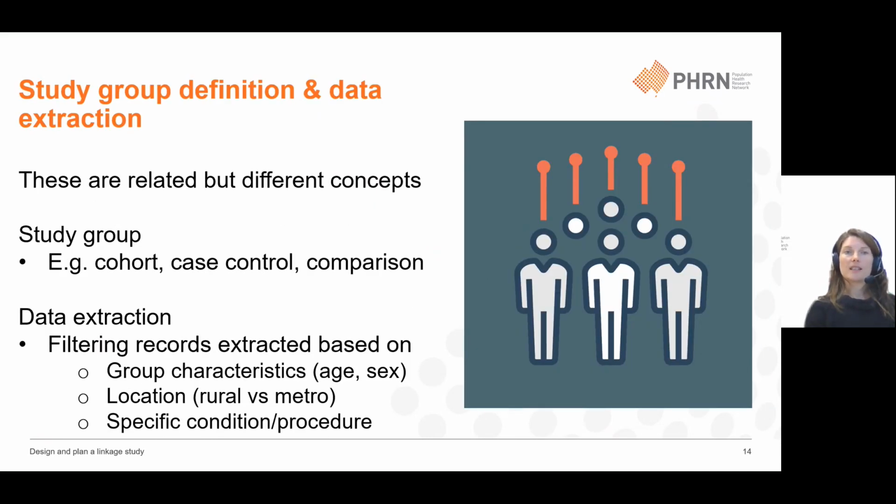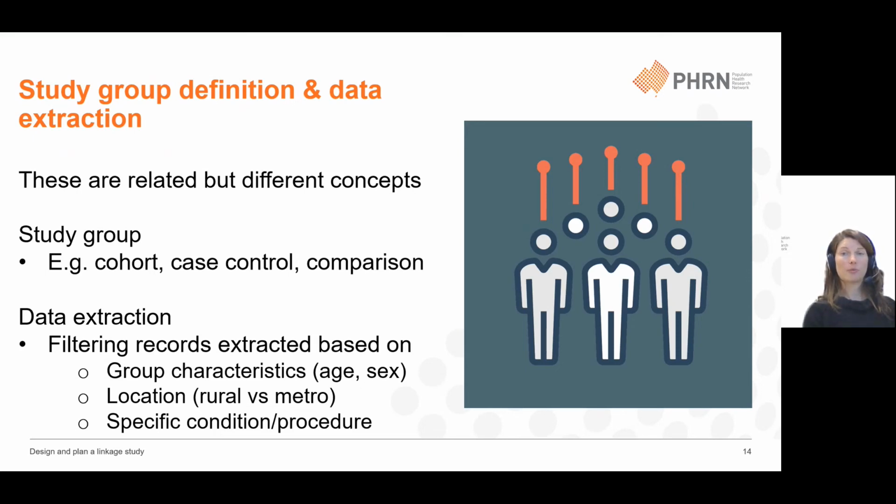Something else to consider, apart from the linkage methodology, is your study group definition and your data extraction parameters. You will need to define your study group or groups and separately outline your data extraction parameters. And it's important to note that these are different things and often get conflated. There are lots of different study designs, the most popular being cohort and case control, and there are a range of ways a cohort can be defined for your study.